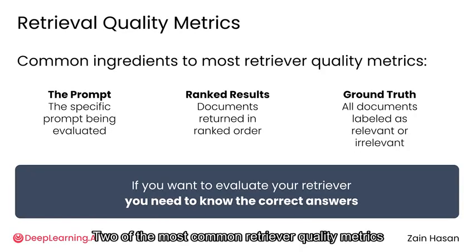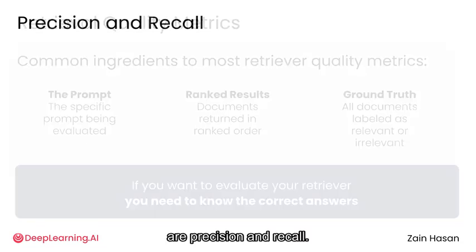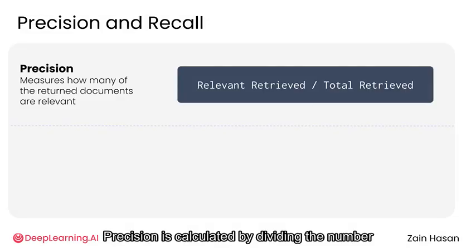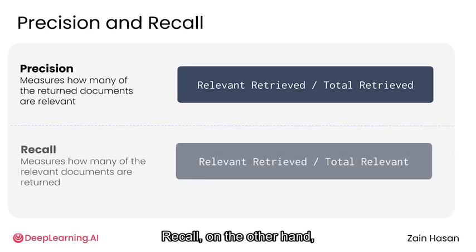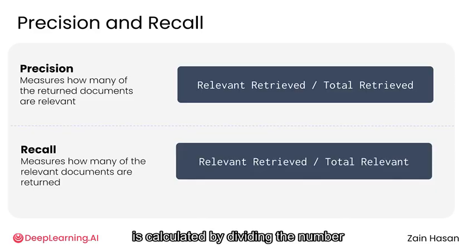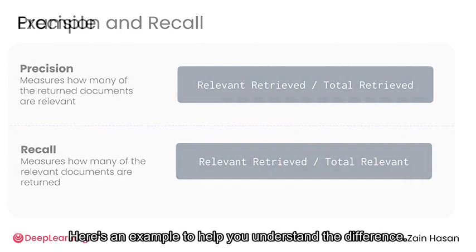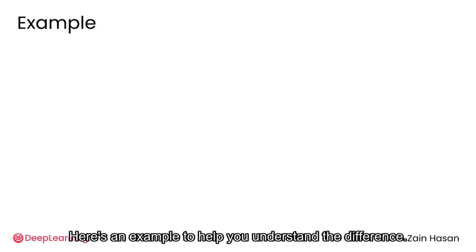Two of the most common retriever quality metrics are precision and recall. Precision is calculated by dividing the number of relevant retrieved documents by the total number of documents retrieved. Recall, on the other hand, is calculated by dividing the number of relevant documents retrieved by the total number of relevant documents in the knowledge base. Here's an example to help you understand the difference.